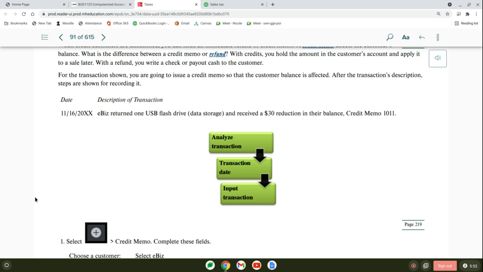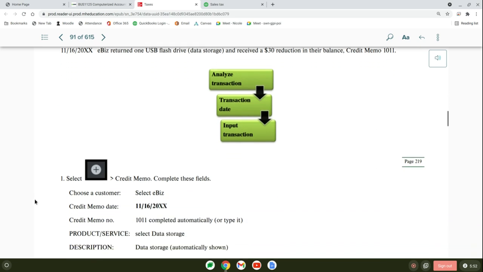So we're just going to change their bill, that's all, by issuing a credit memo. When we go to credit memo, it's just going to take that out of their bill, and they're no longer going to owe $150. Now they're going to owe $120 because it was eBiz. So their bill came out to $150. So we're going to follow these steps right here.